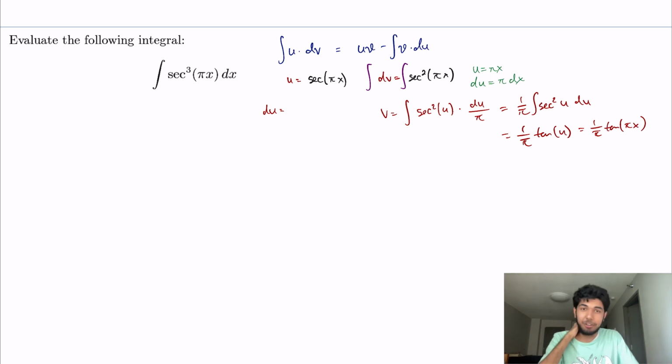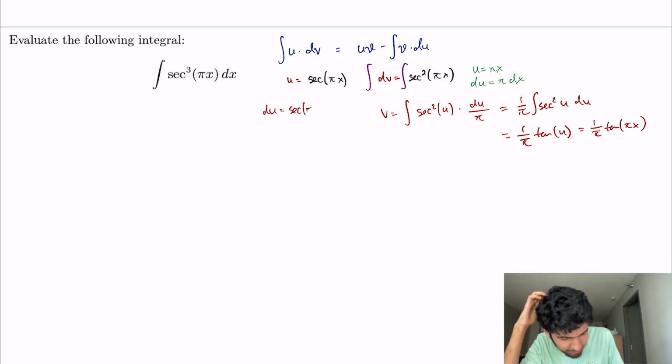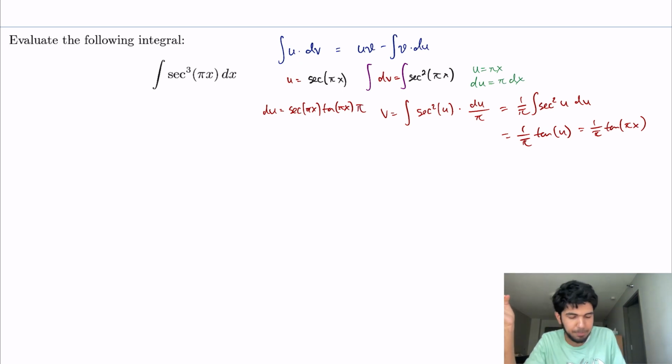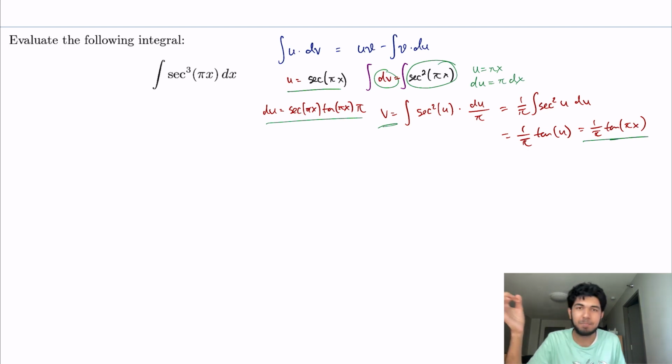Du, the derivative of secant is secant tangent, but we have to do the chain rule here. So the derivative of secant x is secant tangent, so we'll do secant of pi x times tangent of pi x, but then we have to multiply it by the derivative of pi x, which is pi. So we have our u, we have our du, we have our dv, and we have our v here. Now we can do integration by parts.